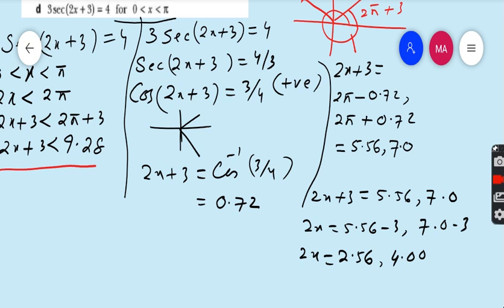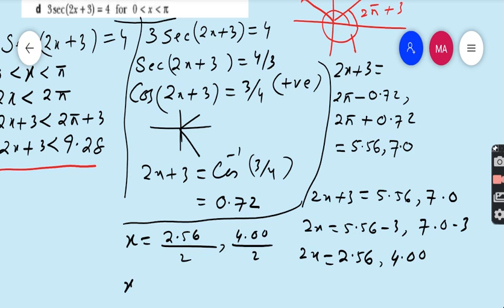Write in three significant figures. And finally, we divide each value by 2. If I say this part of question number 4 is more important and more hard work is required, it is not wrong. So the first value is 1.28 and the second value is 2.00. That's it. This is our final answer.